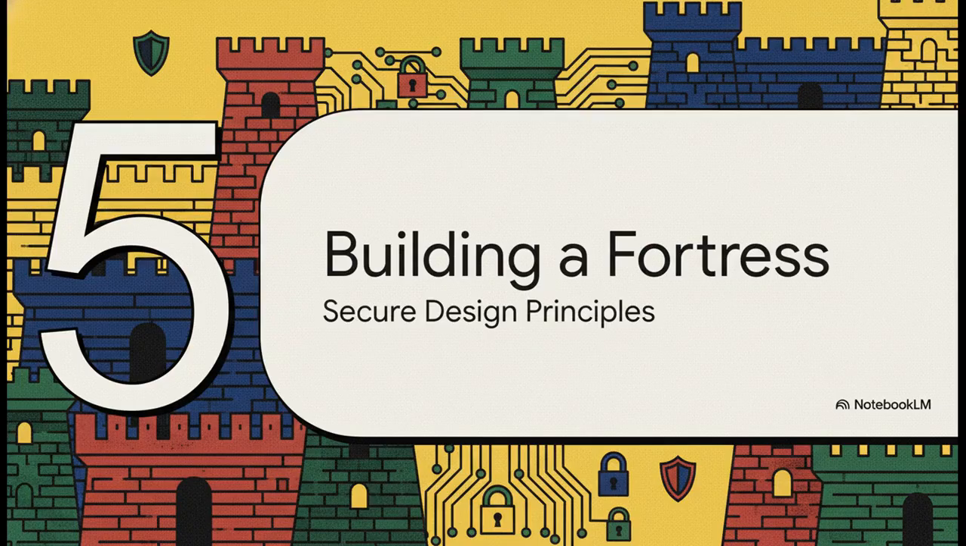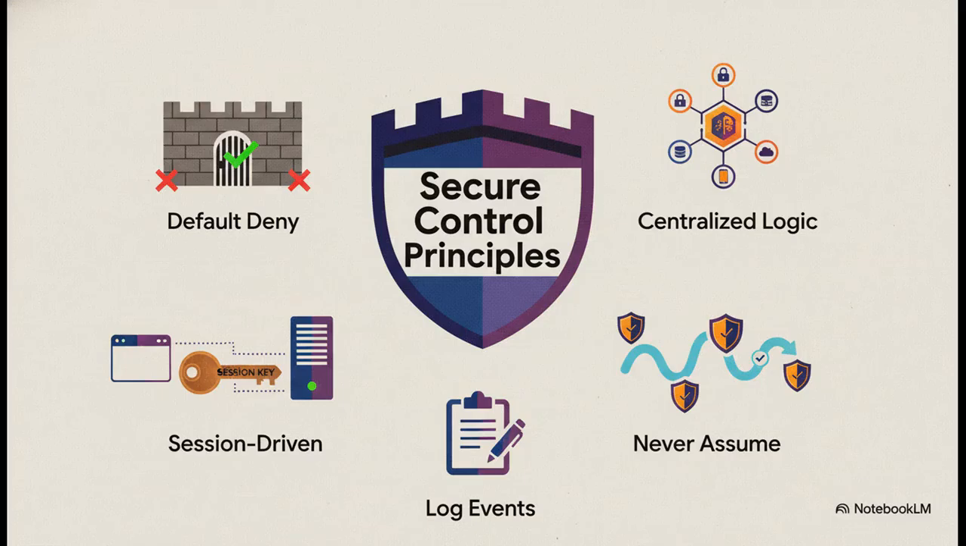Okay, we've seen how to break in. Now for the most important part. How do we build a fortress that keeps people out in the first place? Let's pivot to the defender's mindset. Building a secure system really boils down to a few core principles, and they are non-negotiable. The most important one is default deny, which means access is always forbidden unless it's explicitly allowed.